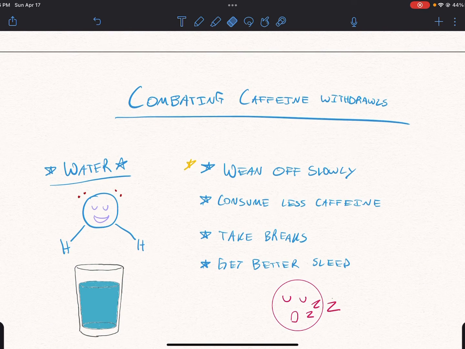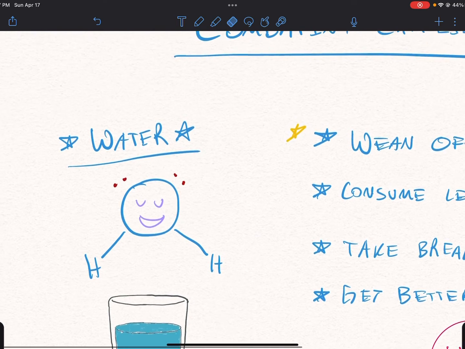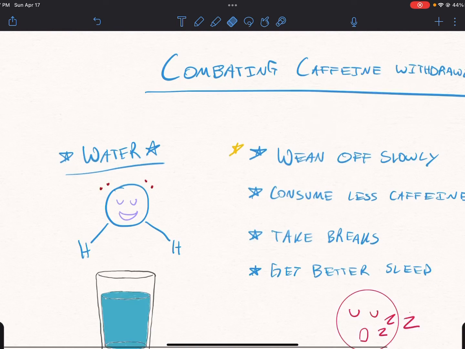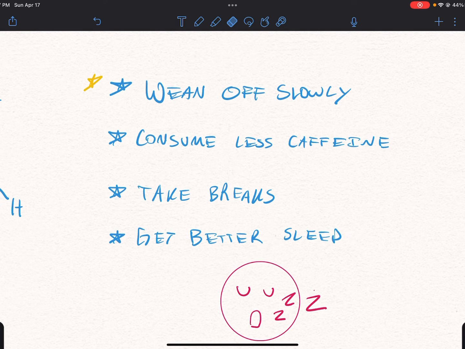So how do you combat caffeine withdrawal? Big thing is you want to drink water. A lot of people drink a lot of caffeine or drink a lot of coffee and don't consume water. If you drink water, your body will be happy like this water molecule. It's really important.